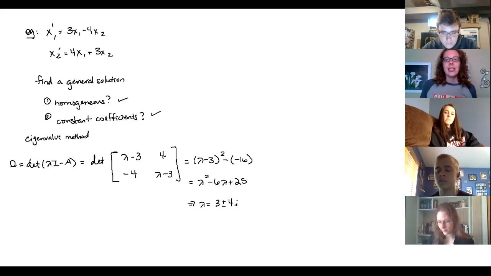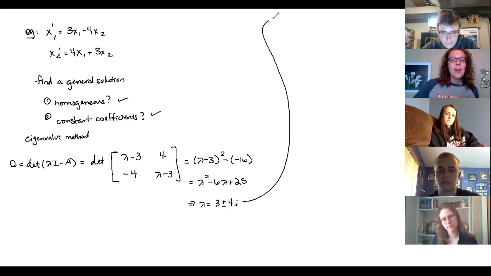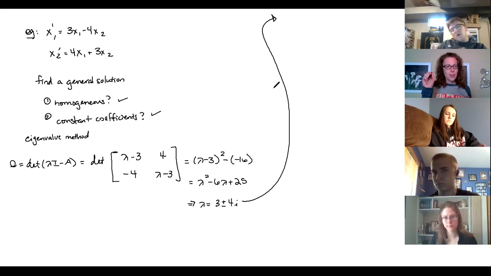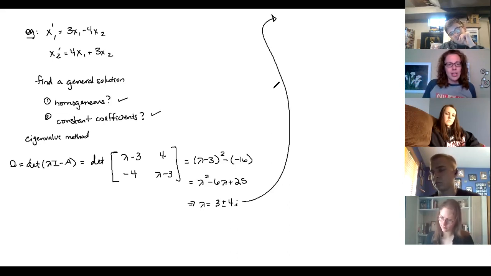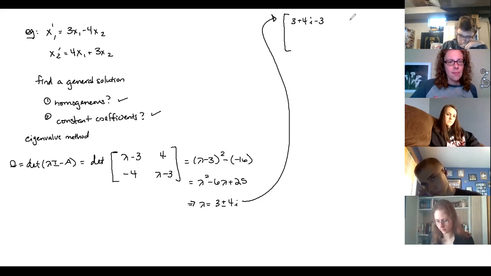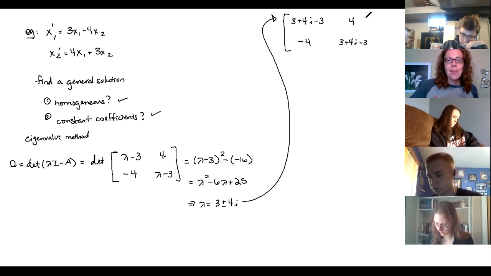All right, it's still the same, but it's a little more convoluted because we have complex numbers. So remember, I could use either one of these. It doesn't matter. I'm going to go with the plus. So let's plug in and we will have an augmented matrix. And remember, I'm not going to bother to write down the zeros on the right-hand side because they just stay. No big deal there. So this is going to be 3 plus 4i minus 3, 4, negative 4, 3 plus 4i minus 3.